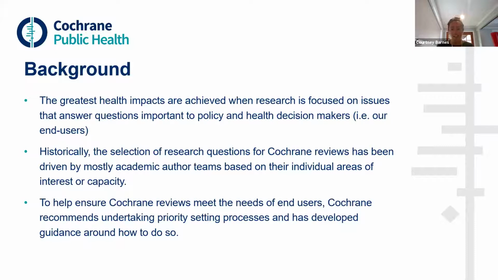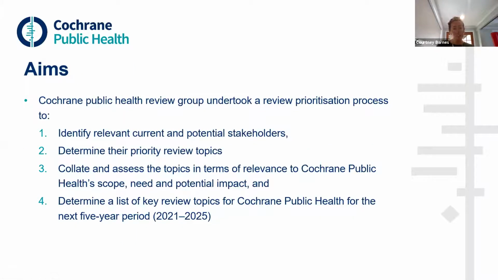So to address this risk and to help ensure Cochrane reviews meet the needs of end users, Cochrane has developed guidance on the prioritisation of systematic review topics, which includes recommended processes for undertaking priority setting exercises. In line with this Cochrane guidance, CPH undertook a review prioritisation process to identify relevant stakeholders of CPH, determine the priority review topics of our identified stakeholders, collate and assess stakeholder nominated review topics in terms of the relevance to our CPH scope, the need and potential impact, and determine a list of key review topics for CPH for the next 5-year period, so 2021 to 2025.